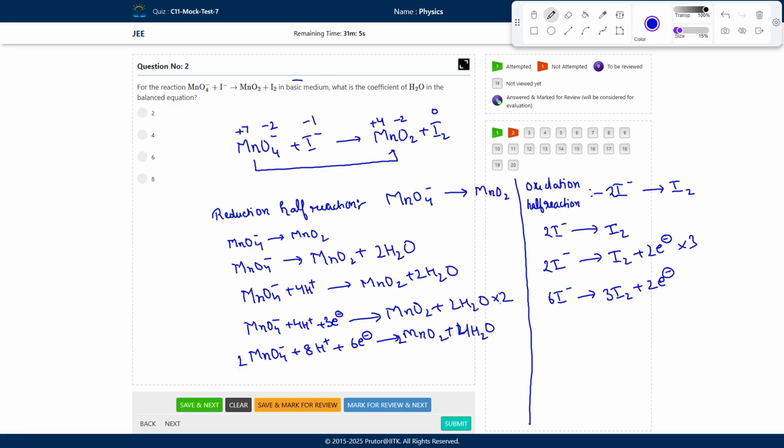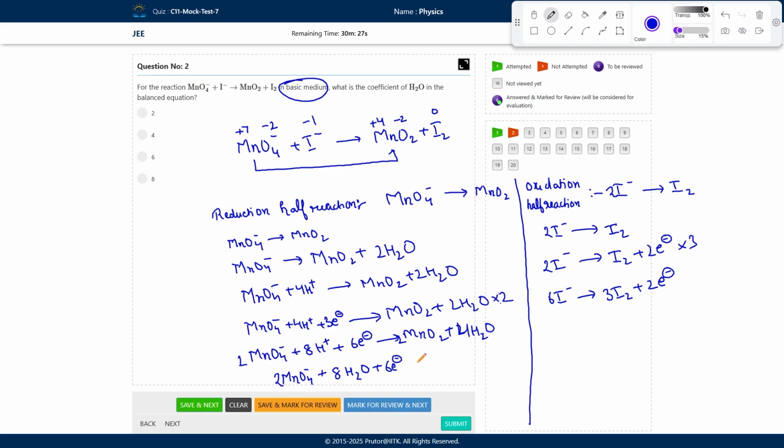But the reaction is occurring in a basic medium, so before adding, we need to make it basic. In the oxidation half reaction, we don't need to do anything because no H plus or OH minus is seen in it. Whereas in the reduction half reaction, 8 H plus are present. So you need to add 8 OH minus on both sides, so that the overall reaction occurs in a basic medium. That will result in 8 H2O, because 8 H plus and 8 OH minus give 8 H2O.